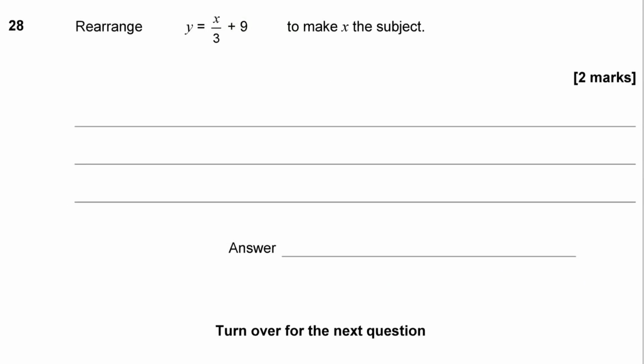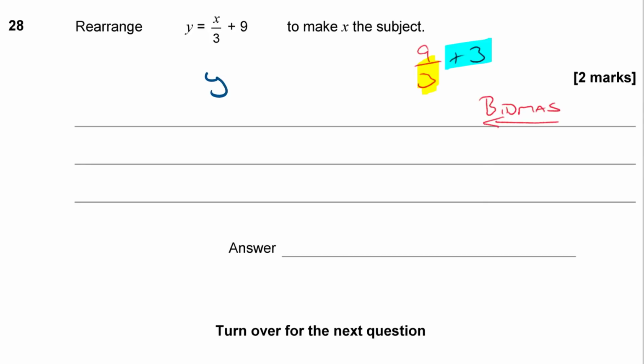Question 28. Rearrange y equals x over 3 plus 9 to make x the subject. Now, the rules for these are very similar to solving linear equations. If you were to evaluate an expression like 9 over 3 plus 9, BIDMAS says do multiplication and division first, so you would do the dividing by 3 first, and then the addition and subtraction, so then you would add the 9. When you are rearranging equations and solving equations, you have to work backwards through BIDMAS.